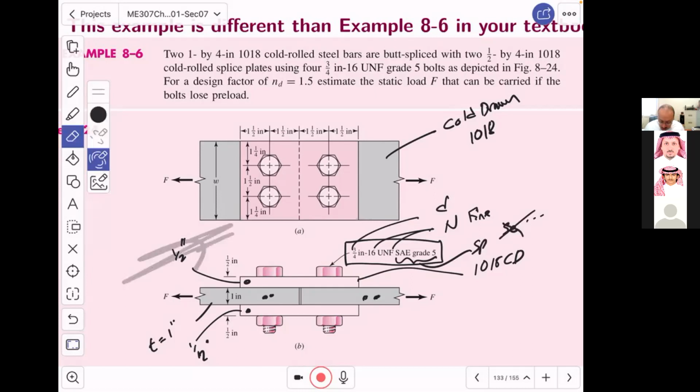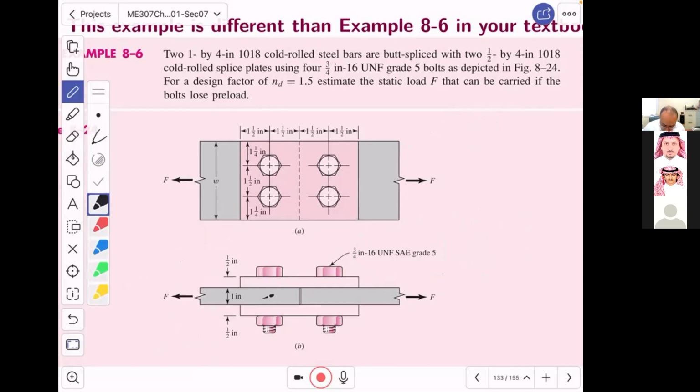We have a load in. What happened, ya shabab, is this. This F will pull from this side. The bolts are coming through, and because of this, the load is transferred to the other slices. Okay. Now, from the top view, we can see that we have actually 4 bolts.